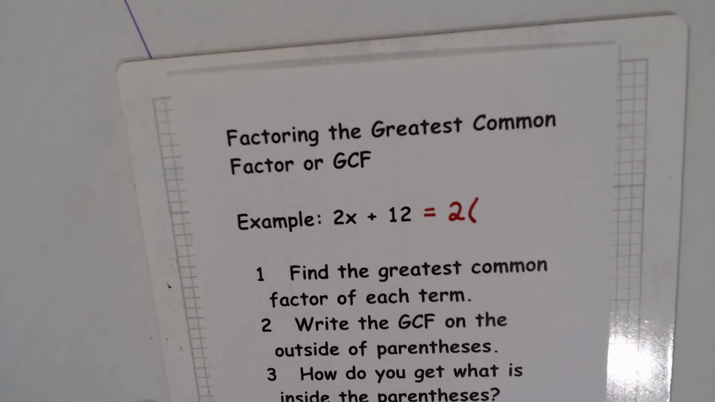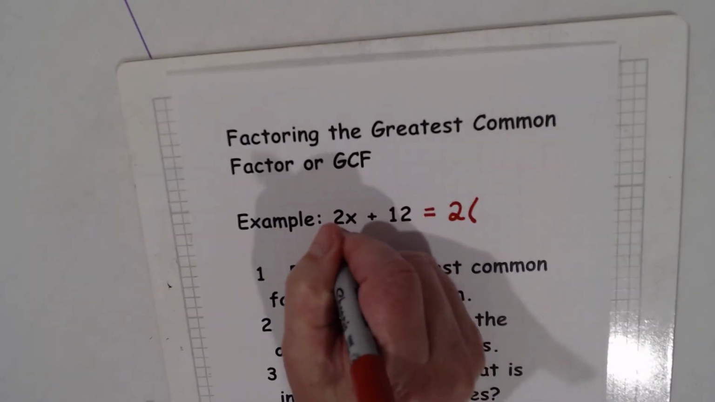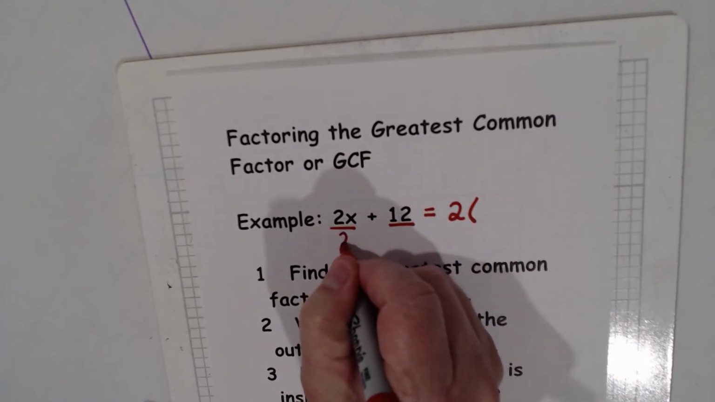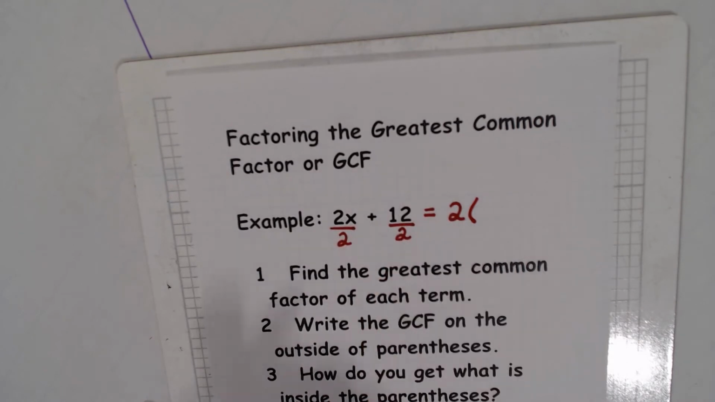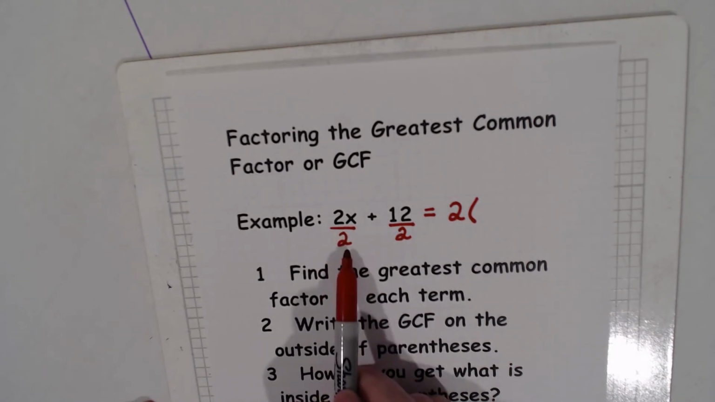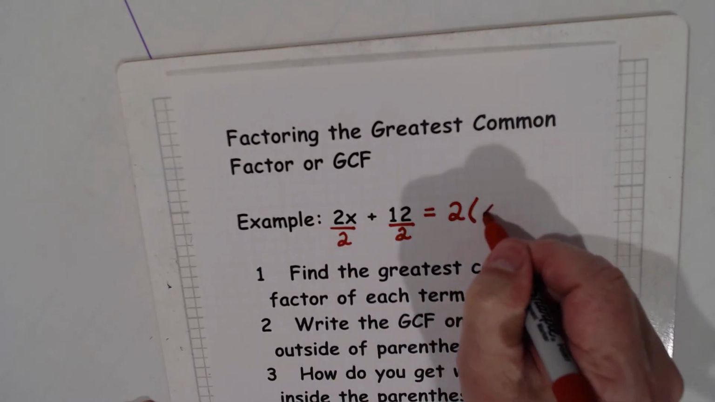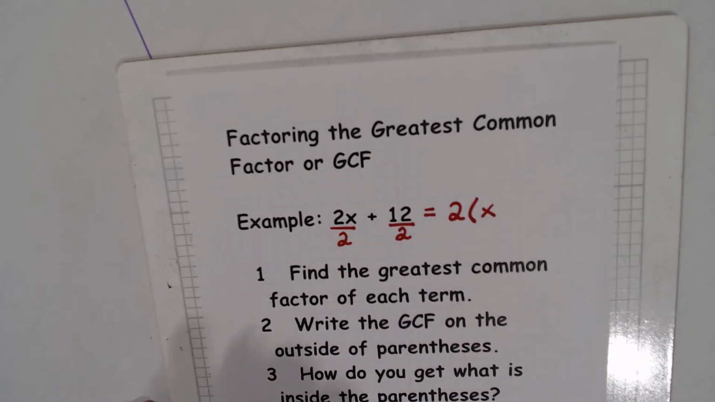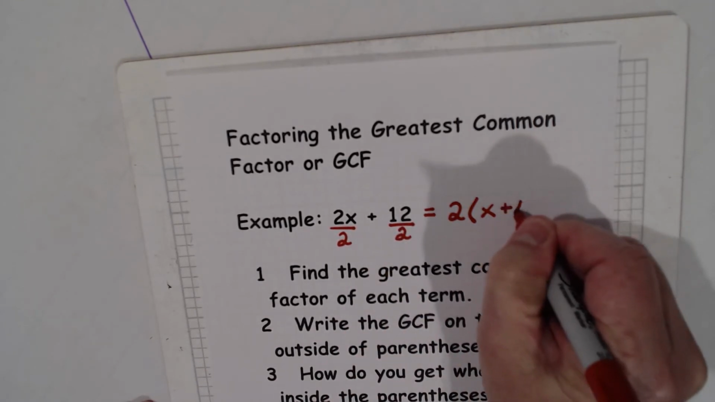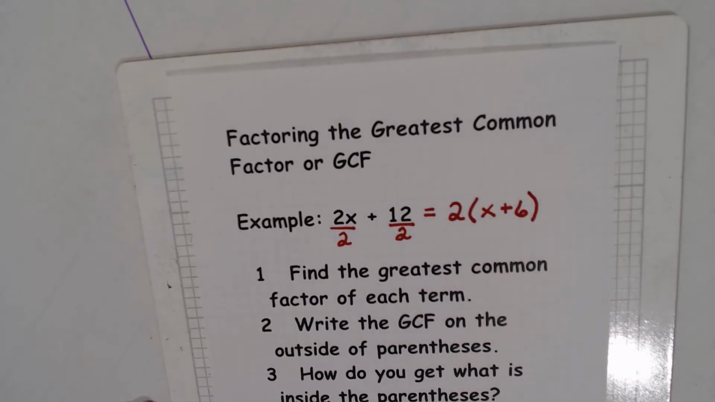So I want to show you what I'm doing. Sometimes this is just what goes on in people's heads as they're figuring this out. I'm going to take each one of these terms and I'm going to divide it by this greatest common factor. Put a 2 right there and a 2 right there. And now I'm going to divide each one of these, and what I have left over, I'm going to put it inside the parentheses. So 2x divided by 2, 2 divided by 2 is 1x left over, 1x. Positive 12 divided by 2, positive 6. And I close my parentheses.